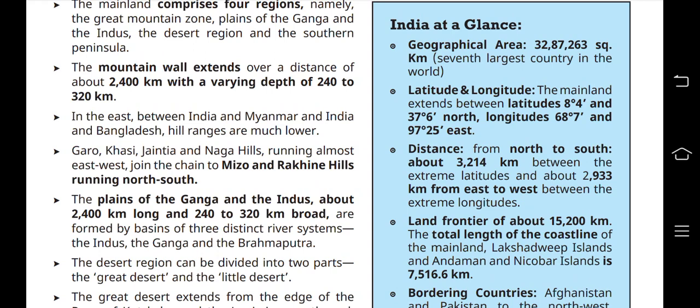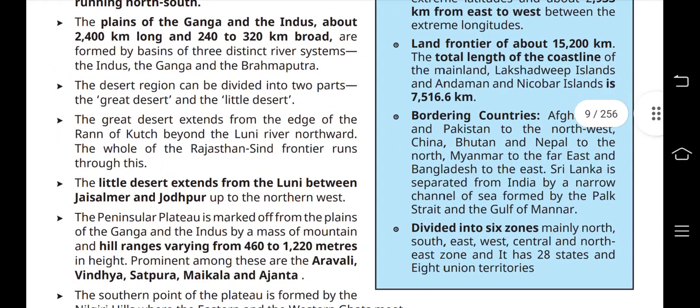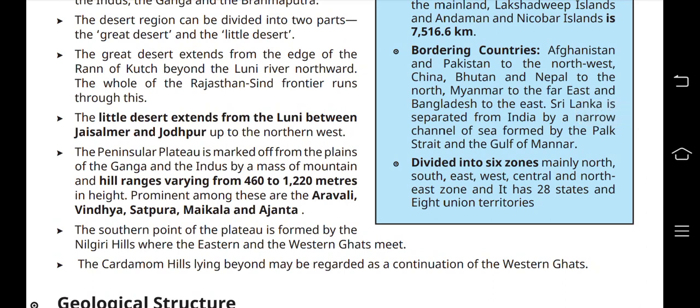Land frontier of about 15,200 kilometers and the total length of the coastline of the mainland, Lakshadweep Islands and the Andaman and Nicobar Islands is 7,516.6 kilometers. Bordering countries: Afghanistan and Pakistan to the northwest, China, Bhutan and Nepal to the north, Myanmar to the far east and Bangladesh to the east. Sri Lanka is separated from India by a narrow channel of sea formed by the Palk Strait and the Gulf of Mannar.